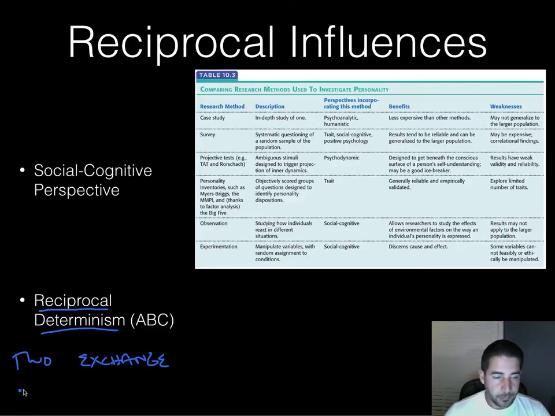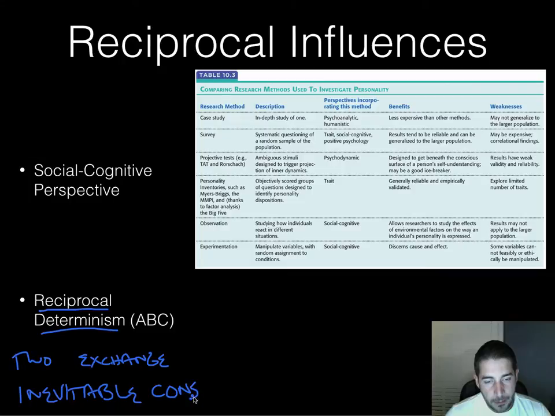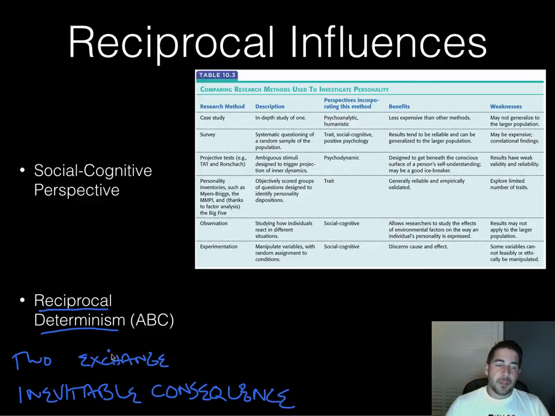Determinism is an inevitable consequence. So reciprocal determinism would be how the interaction of the environment and yourself exchange things, and then based on that interaction, you're going to have this consequence as a result of it. That's inevitable. Okay, so reciprocal determinism.